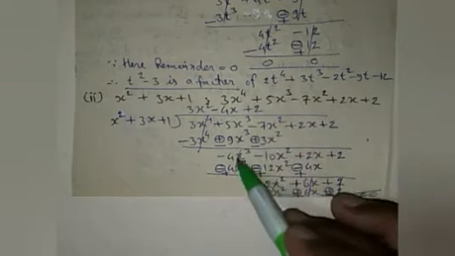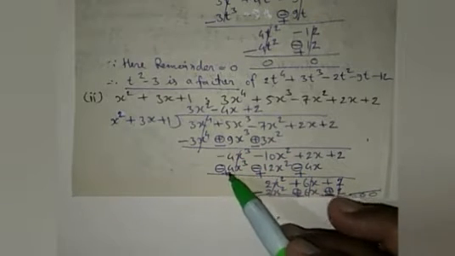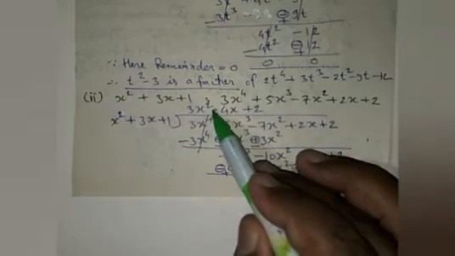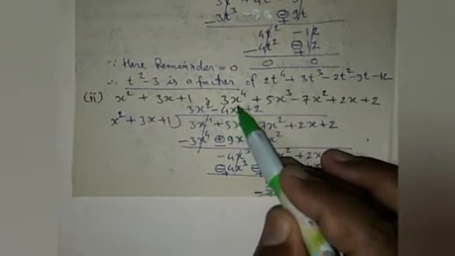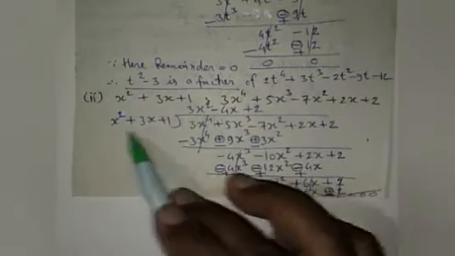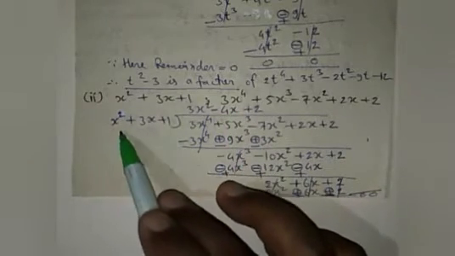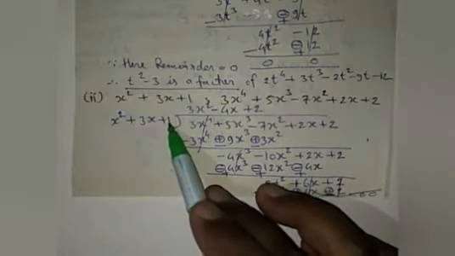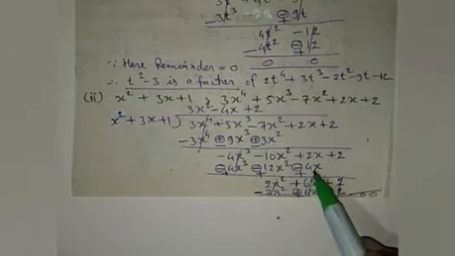Now here you have to make the first term equal. So the coefficient here is minus 4. So you have to take in the quotient minus 4 and x to the power 1. After multiplying minus 4x in the divisor, you will get minus 4x cube, minus 4 times 3 is 12x square, minus 4 times 1 is 4x.